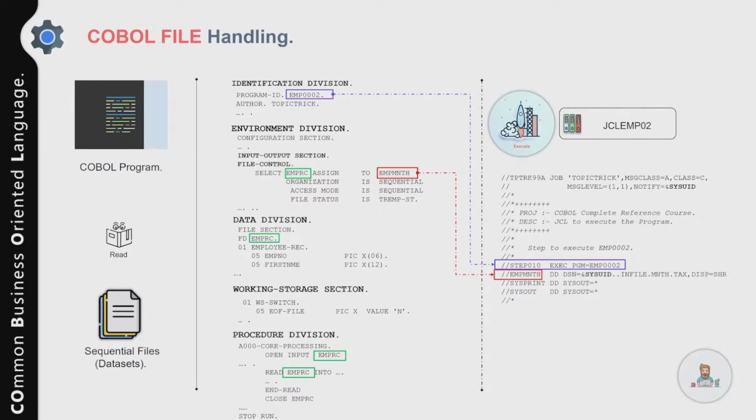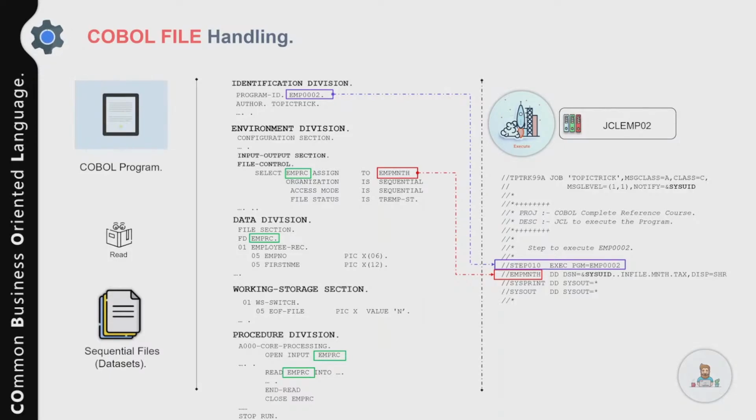And if you look at the step 10, which is actually specifying the program that you want to execute with the help of this JCL, and thereafter we have specified the DD name that we have actually used in our COBOL program. So this is how you can use a JCL to execute or run your COBOL program on mainframe.